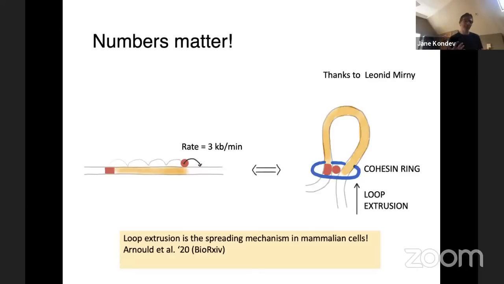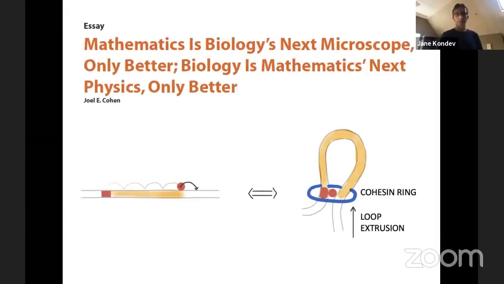So the reason I put out this example is simply to say, by taking the numbers seriously, we ended up coming up with a completely new idea, or I should say Leonid suggested a completely new idea for us, which was not at all on our radar, about how this process works inside yourself. So I'll just end with that.